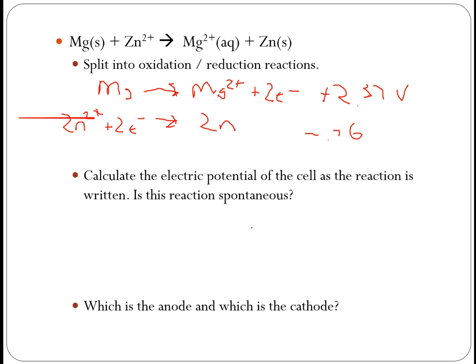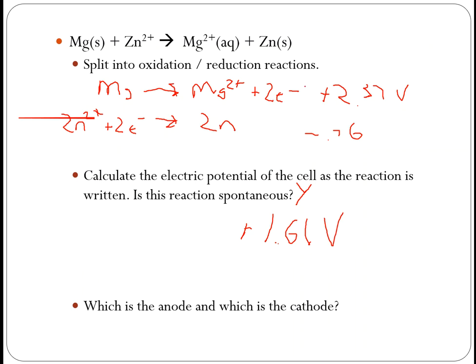The sum of the voltages of the half reactions is the voltage of the actual overall reaction, and of the cell that you might build from these things. So the overall reaction is those two things summed up. That's positive 1.61 volts. And so yes, this is a spontaneous reaction in the direction it's written because it has a positive voltage. What is the anode and the cathode?